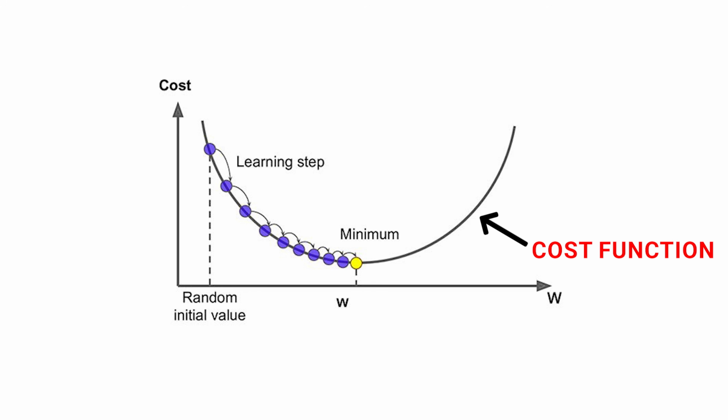For each step, it computes the gradient, essentially the slope, of the error with respect to each parameter, then adjusts these parameters in the opposite direction of the gradient, using the learning rate to determine step size. This process continues until the model reaches a minimum error or stops improving significantly.